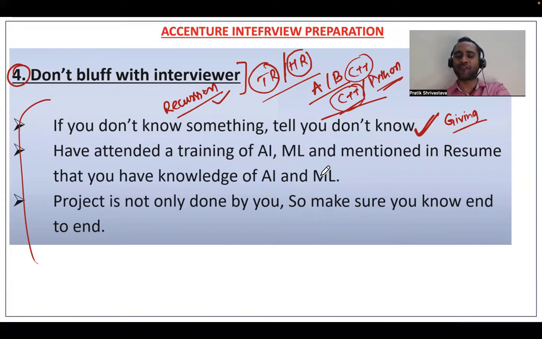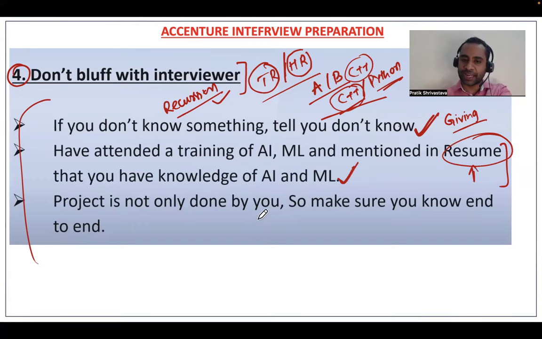Many people will attend a webinar for certificates, and they will not even listen to what is happening in the webinar. Just for the certificate they will do it. Now it is in the resume, and the resume is with the interviewer. Have attended a training of AIML and mentioned in the resume that you have knowledge of AIML. Now he will ask a question, answer. So that's what I said. Whatever you have put in the resume, have at least basic knowledge of those particular things. A project is not only done by you, so make sure you know it end to end.